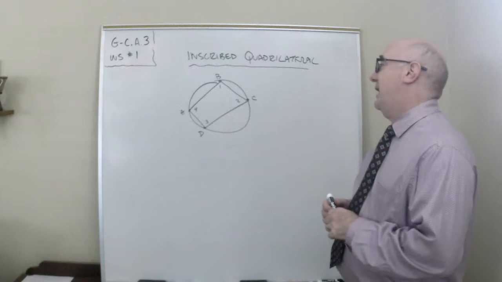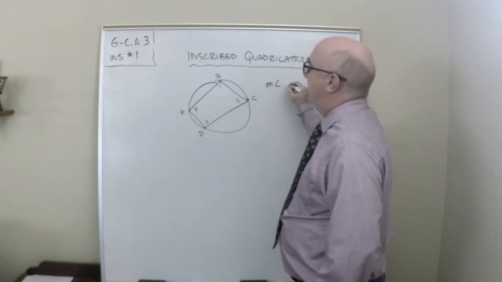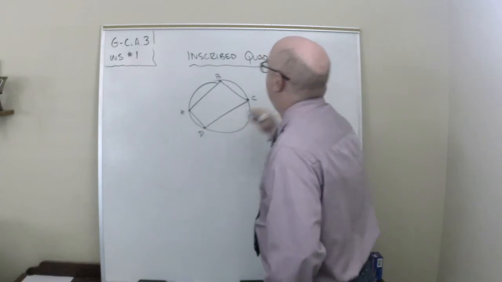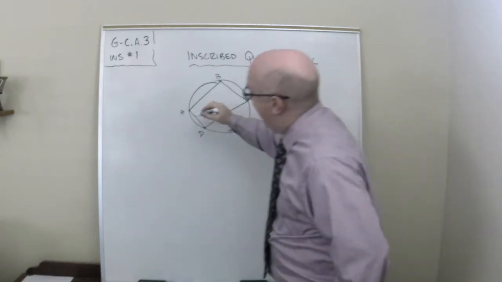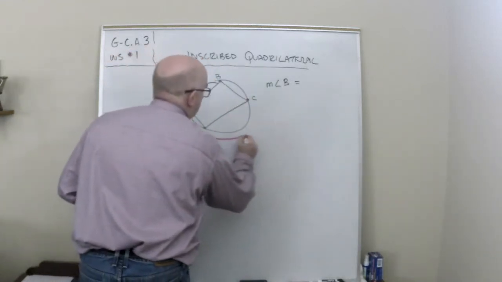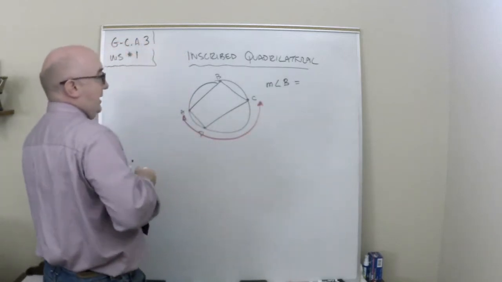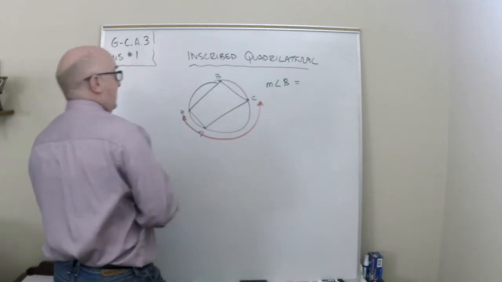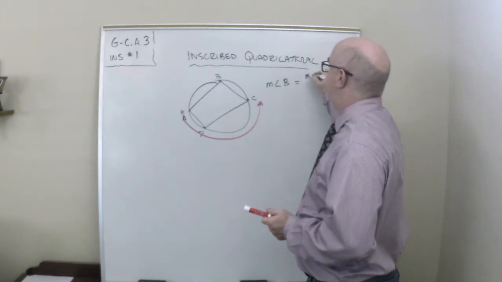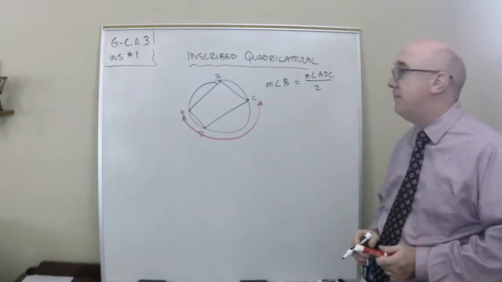I want you to understand that the measure of angle, let's just use B, we don't need this here. The measure of angle B is half, let me use a different color here, is half of that arc, because angle B is inscribed on this arc. So it is half of the arc, measure of angle ADC divided by 2. It's half of that arc.